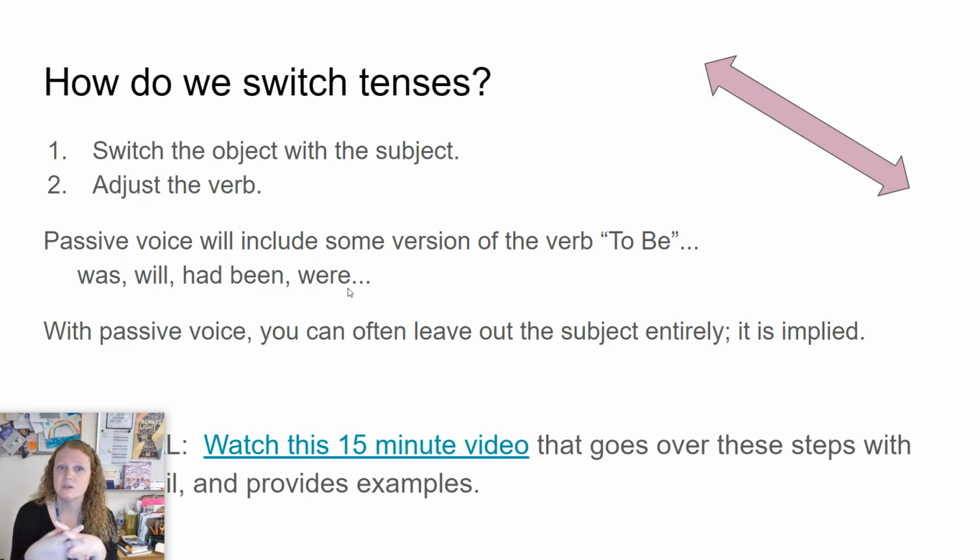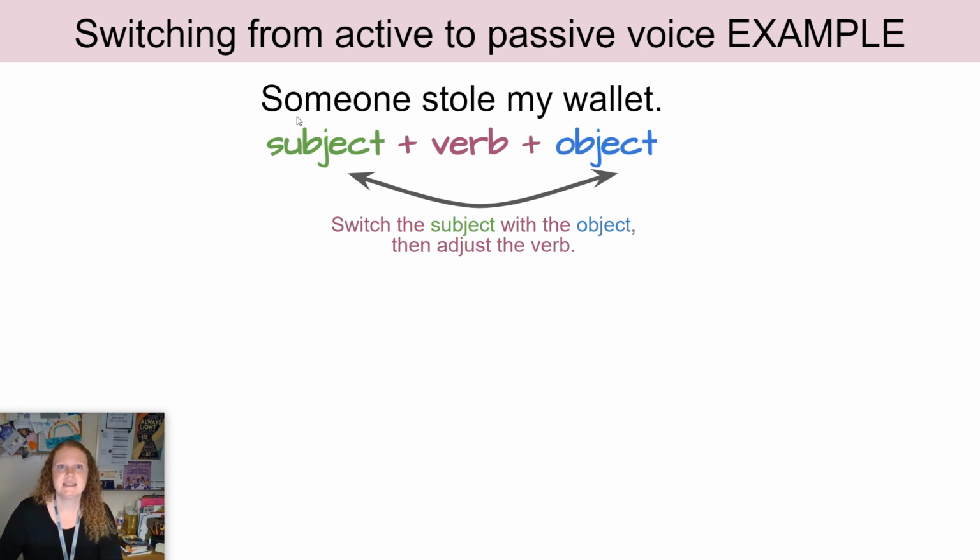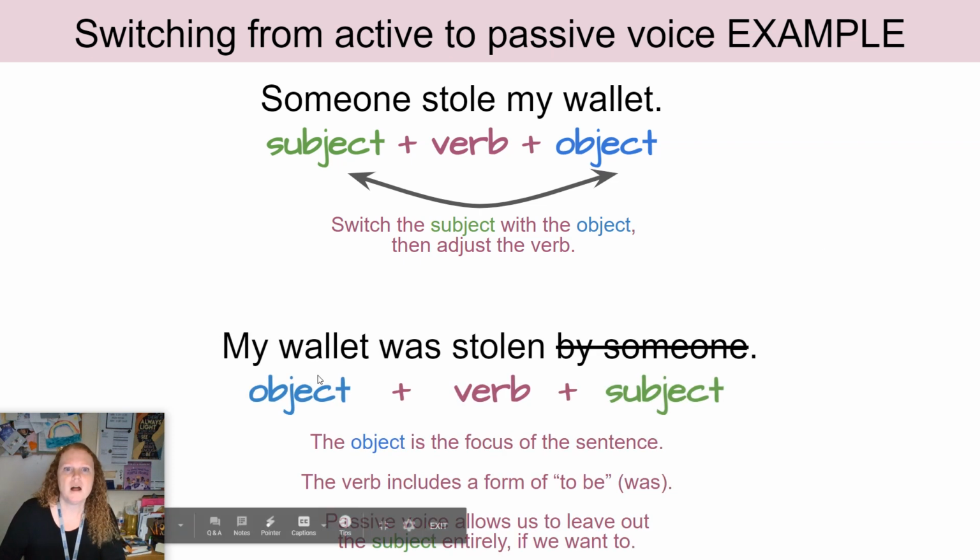Also, remember with passive voice, you can often leave out the subject entirely because it is implied. So that means that sometimes you have to make up a subject if you're going from passive to active. Or if you know the context, then you can just use that. Or you could use something very vague like someone or somebody or something. Let's look at an example. Someone stole my wallet. So I found the subject is someone. My wallet is the object, so I'm literally going to switch those. My wallet stole someone. Now that doesn't make sense, so I have to adjust the verb. So my wallet was stolen by someone.